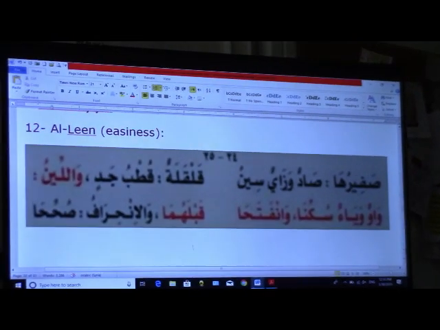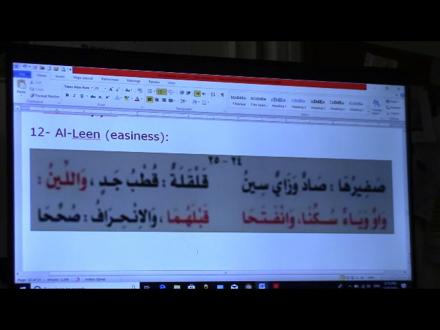Now, line 26. So Imam Ibn al-Jazari rahimahullah said, as you can see on the screen, in line 24, صفير حصاد وزاين سين قلقلة قطب جد. Now, واللين أن يصف واو وياء سكنا وانفتح قبلهما والانحراف صحح.